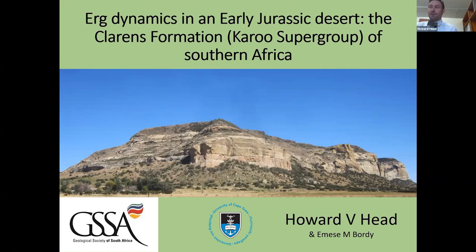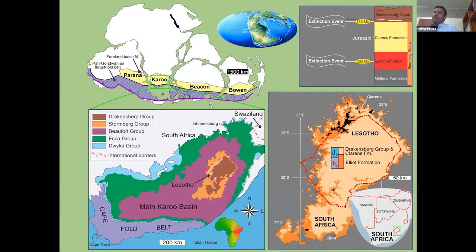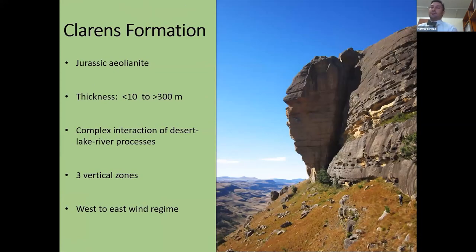Okay, so let's go. As you know, the Clarence Formation is part of the Stormberg group within the Karoo supergroup, and our study focuses on the main Karoo basin of Southern Africa. The Clarence Formation is underlain by the Elliott Formation, overlain by the Drakensberg group, and is well known as a Jurassic aeolianite and a vast desert system in the Jurassic of Southern Africa.